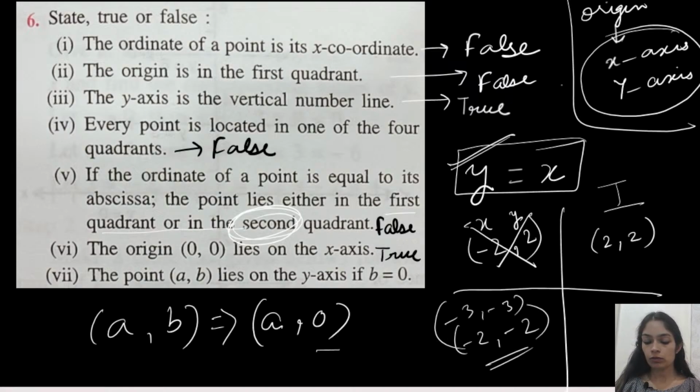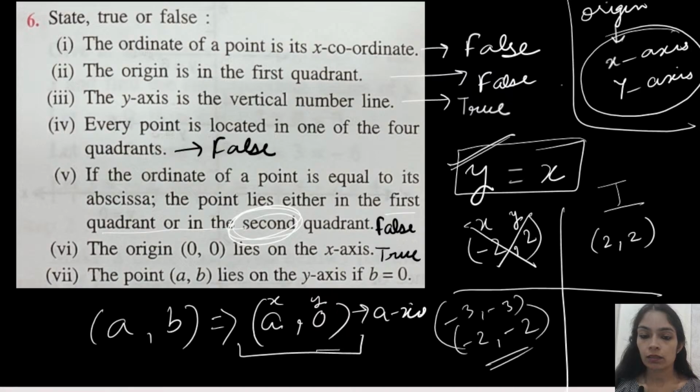Ramana is telling true. Okay. Seventh one. Do you think the seventh one is false? Yes, because in this point the value of y itself is 0. If y itself is 0, it will not lie on the y-axis, it will lie on the x-axis.